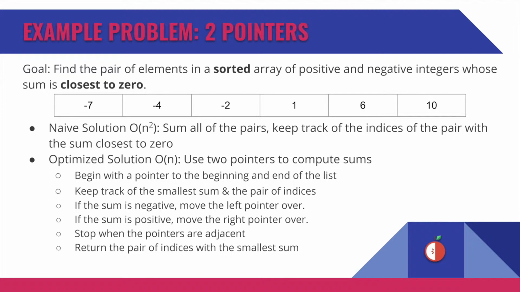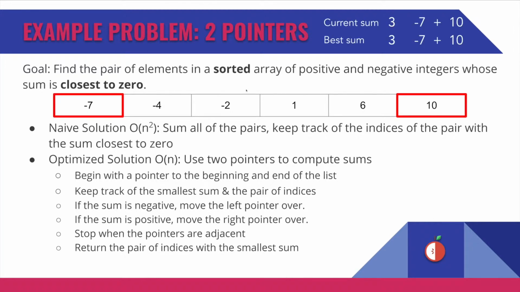So maybe let's try to use that. Our solution is going to use 2 pointers. One is going to point at the very left at the beginning, the other is going to point at the very right. We're going to add the values at these pointers, and see if we can do better by shifting these pointers around. So at the onset, we have -7 plus positive 10 adds up to 3, and we're going to store the current sum and the best sum in the top right during our algorithm. This is a bit over 0, so maybe let's try decreasing that sum by moving the right pointer leftwards. Now we have -7 plus 6, which adds up to -1, remarkably closer. It's only one distance away from 0, right?